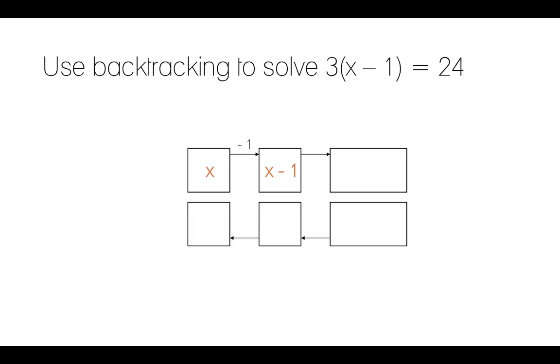The next thing we would do if we're following BIDMAS is multiply by 3. And if we do that, we end up with 3 brackets x minus 1. Now, 3 brackets x minus 1 equals 24. They've told us that. So we pop our 24 here. And now we fill in our inverse and solve our equation. So if we're multiplying by 3, here we're going to divide by 3. Now 24 divided by 3 gives us 8. And 8, if we're doing the inverse of this operation, which is subtract 1, we're going to add 1, and 8 plus 1 gives us 9, so again, x equals 9.